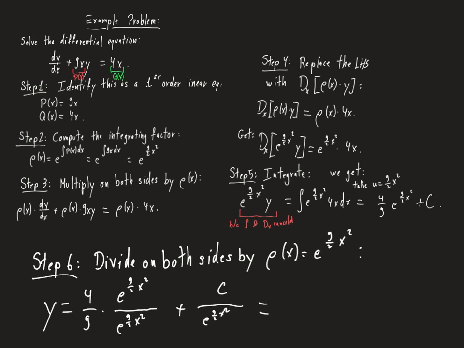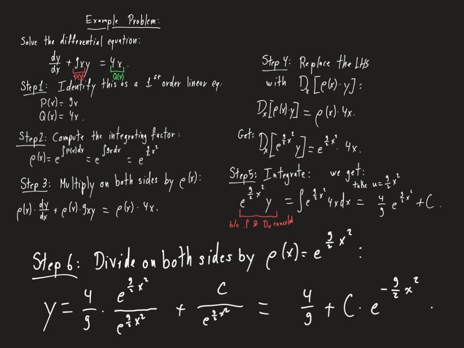Now, if this were on an exam, honestly, I wouldn't require you to simplify this any further. If you left the answer as follows, as I just did, that would be perfectly fine. But in this case, the simplification is pretty straightforward. This gives us 4/9 plus c times e to the negative 9/2 x squared. And we're done.